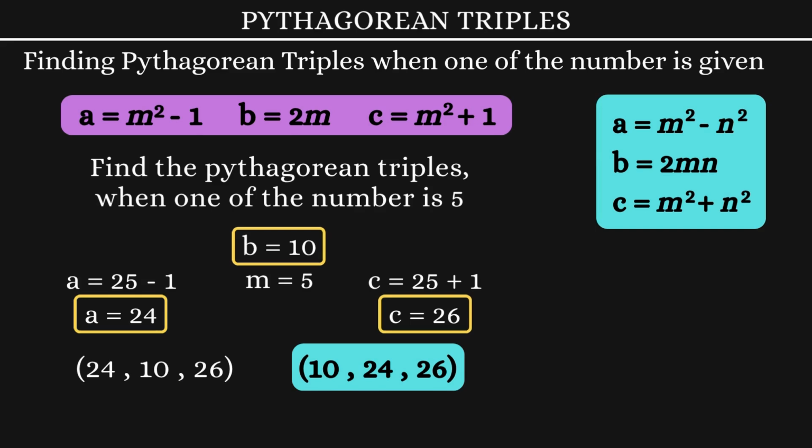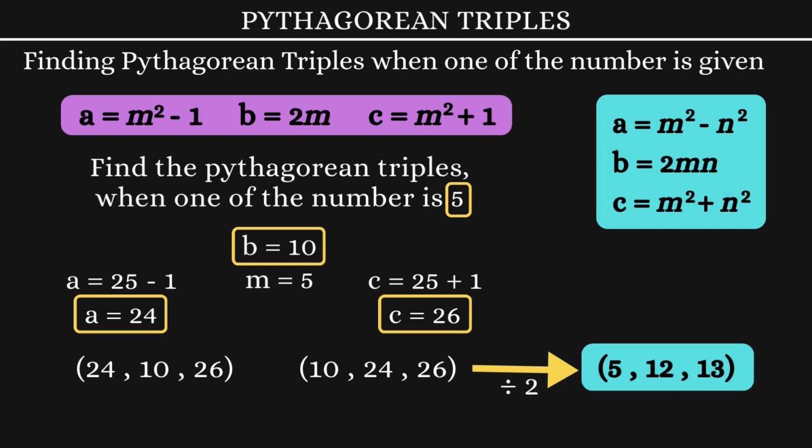But this is not the answer. We need the triple when one of the numbers is 5. When you look at the triple, you can find that all of the numbers are multiples of 2. So let's divide them all by 2. We get 5, 12 and 13. This is the final answer.